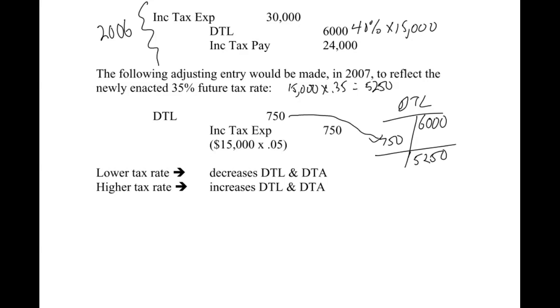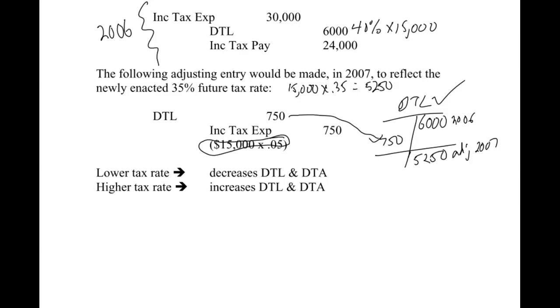Another way to look at it is you can just take the difference times the change in the rate, which was 5%, and that's $750 either way you look at it. I think over here is a little easier way to think about it. We did this in 2006, and this needs to be the adjusted balance in 2007, which puts us on the correct rate going forward.